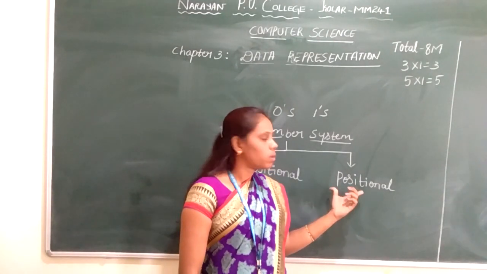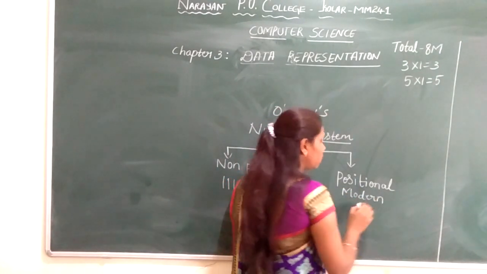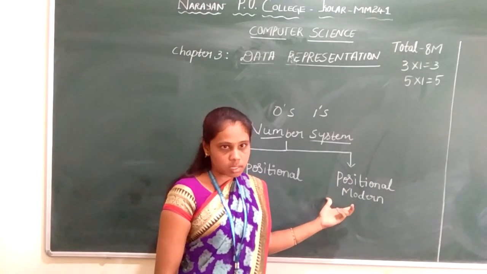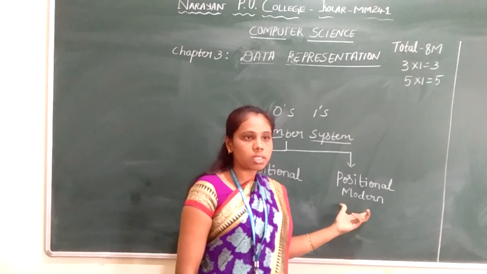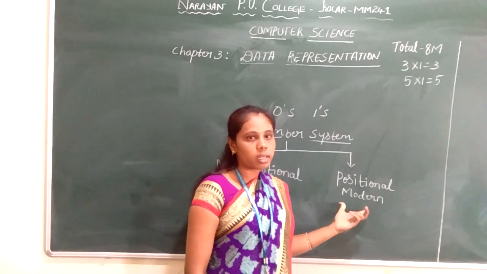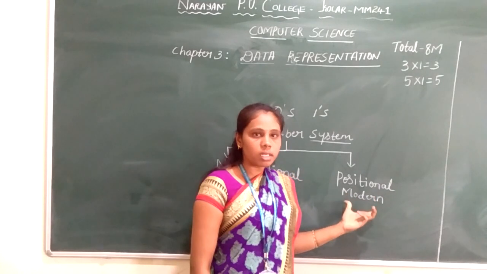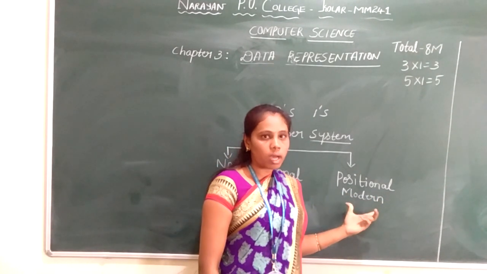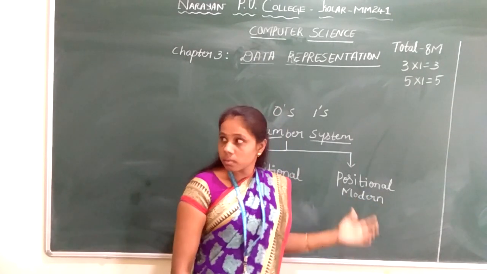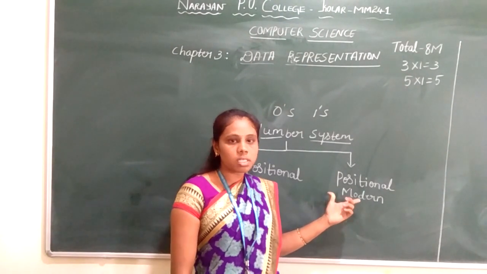The positional number system is also called the modern number system. In our day-to-day life, we are using this positional number system, that is the digits from 0 to 9. In this positional number system, each and every digit has a specific positional value. Depending on its position, the value will be used. As I told, in the positional number system, the value is dependent on its position.